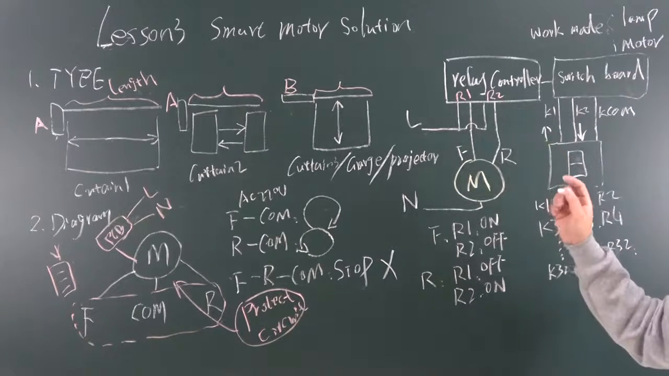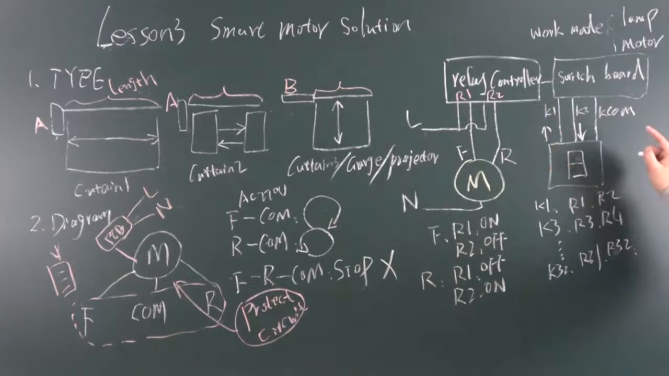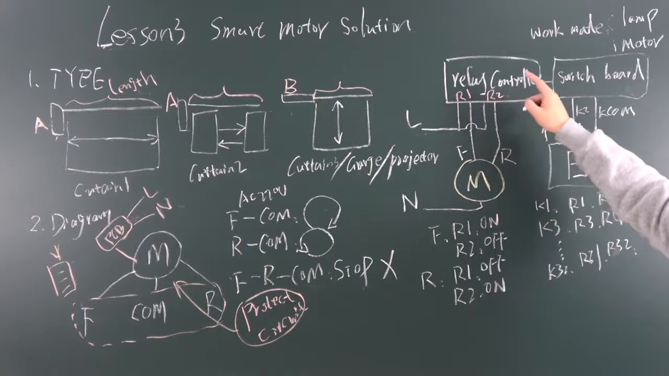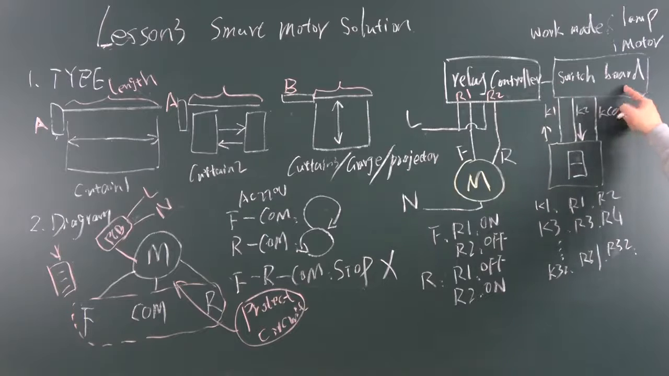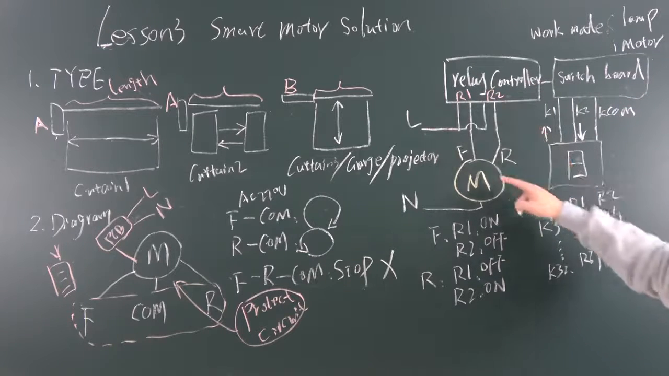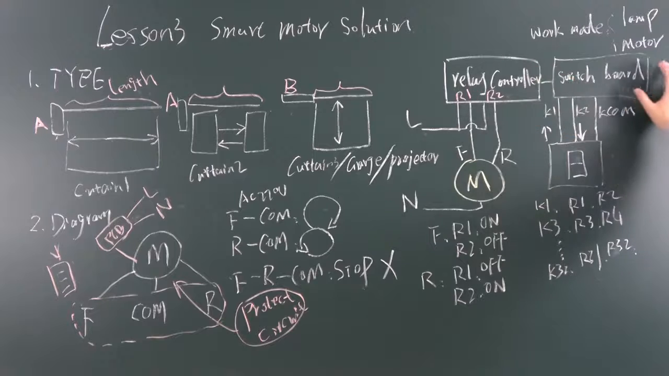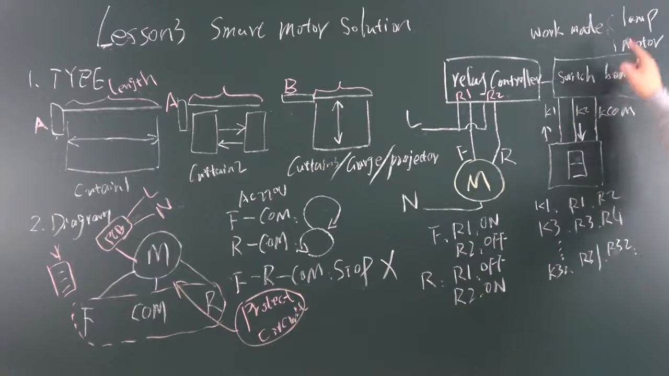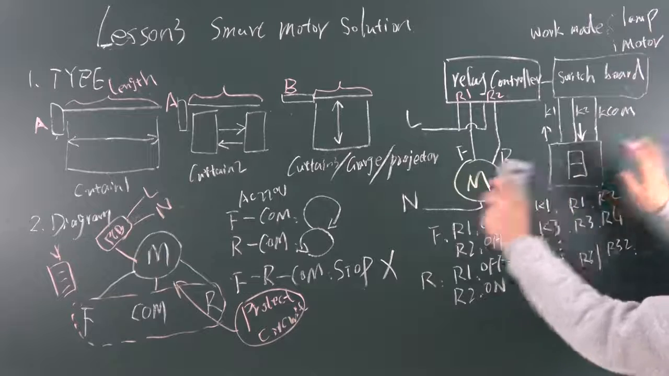So if you want to control the lamp and want to control the curtain, you need to use 2 independent relay controllers and switch terminal boards. This is all the board, all relay controller for the motor. And you can use another relay controller and the switch board for the lamp. Just use independently.